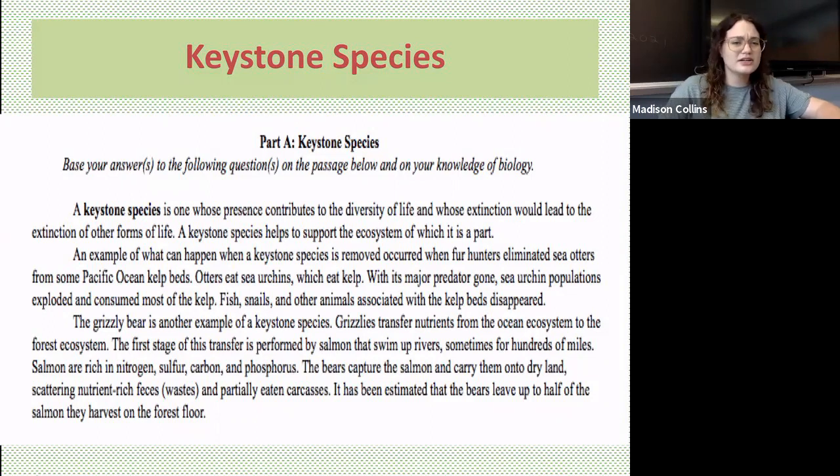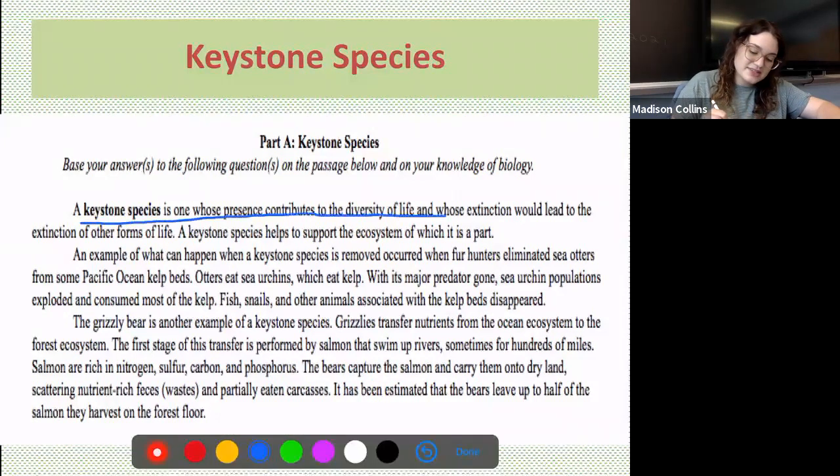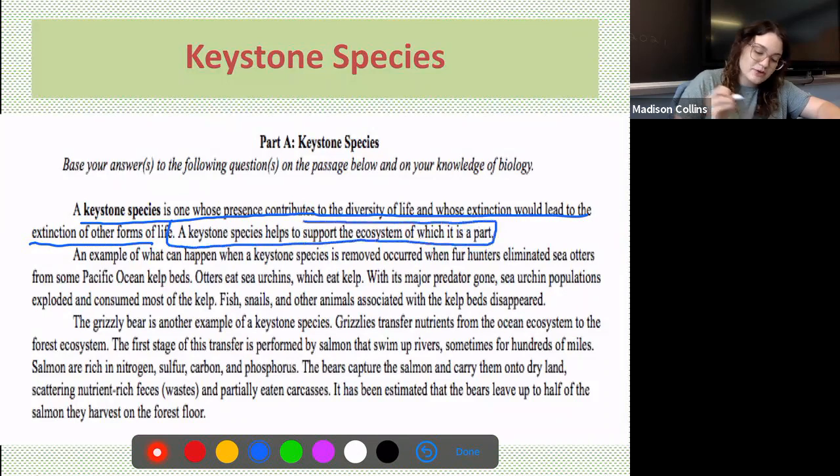So now, what are keystone species? Well, a keystone species is one whose presence contributes to the diversity of life and whose extinction would lead to the extinction of other forms of life. So most importantly, a keystone species helps to support the ecosystem of which it is a part. So keystone species are very, very important to maintaining stability in an ecosystem.